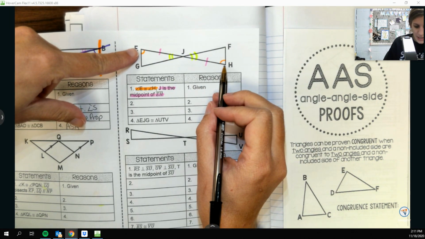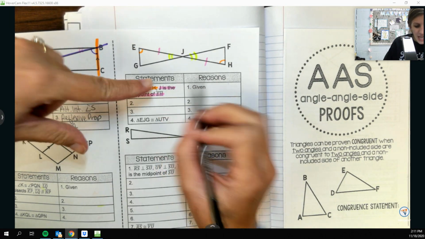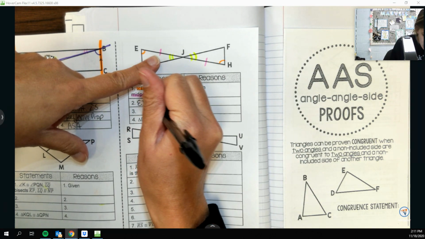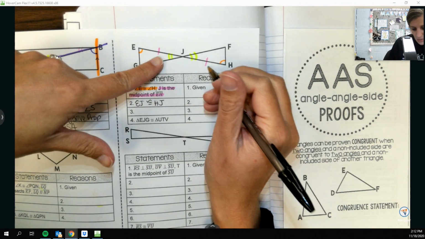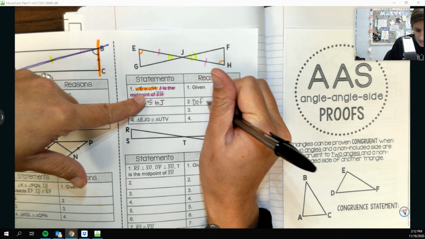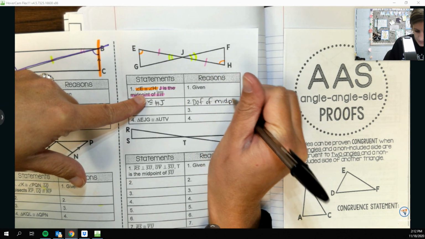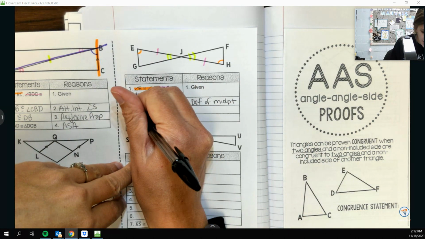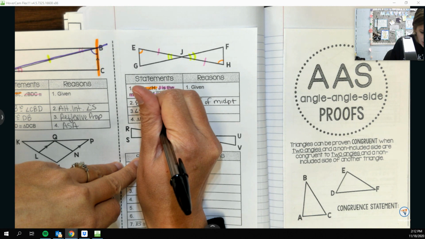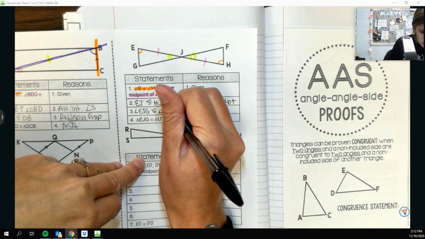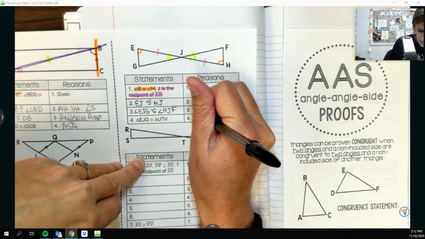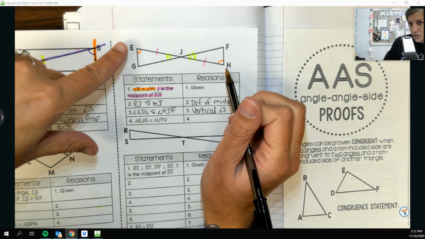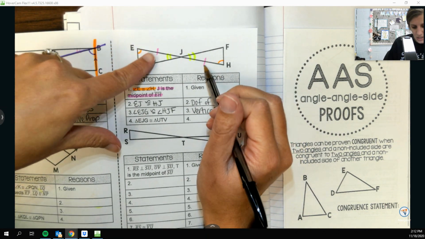So first thing we marked was the orange angles. We already had that. Then I marked that these two things were congruent. So I need to say that EJ is congruent to HJ. And the reason I was able to mark that is because I know the definition of a midpoint. Then I marked in the picture that the yellow angles were congruent. So angle EJG was congruent to angle HJF because they were vertical angles. And so then the triangles are congruent by angle, side, angle.